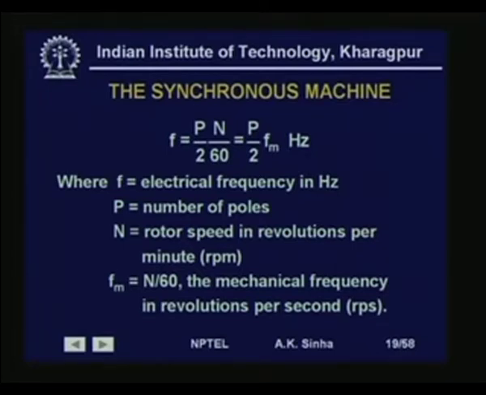Now, this is a very interesting relationship, because it gives you a relationship between electrical frequency and the mechanical frequency. That is, if we are using a 2-pole machine, then this P is equal to 2. So, F is equal to Fm. If we are using a 4-pole machine, then F is equal to 4 by 2, that is 2 into Fm. So, the electrical frequency is going to be twice that of mechanical frequency. Similarly, if we are going to use 6-pole or 8-pole machine, the electrical frequency is going to be higher than the mechanical frequency.